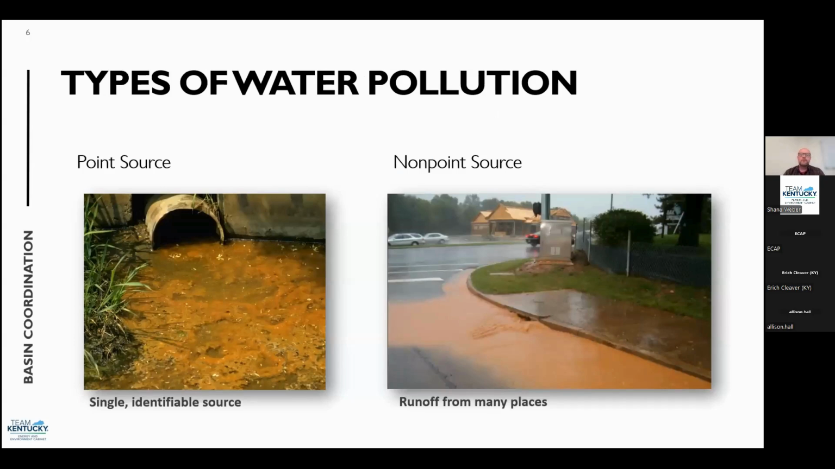Non-point source pollution. These pictures really indicate why our system is non-regulatory. Point source pollution is any pollution that comes from a pipe. It's generally relatively easy to identify and relatively easy to regulate. Non-point source pollution is runoff from multiple places. It's kind of just a byproduct of general human habitation.